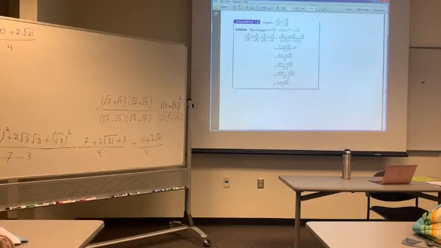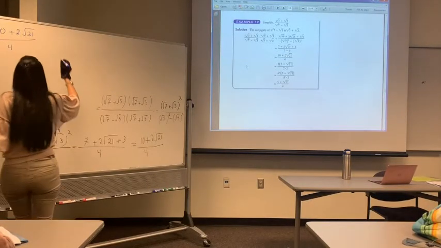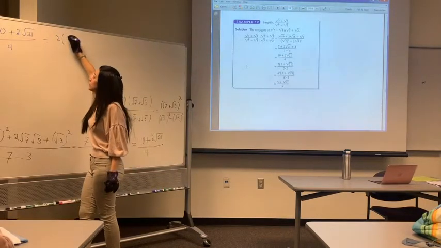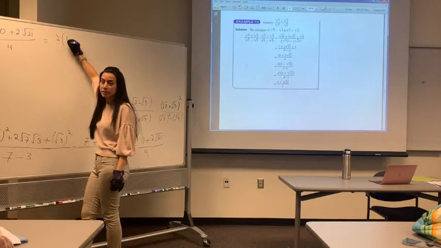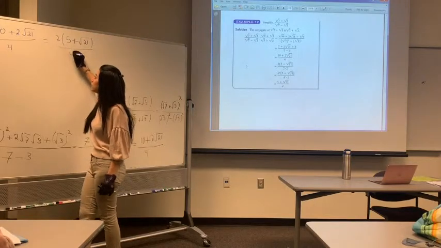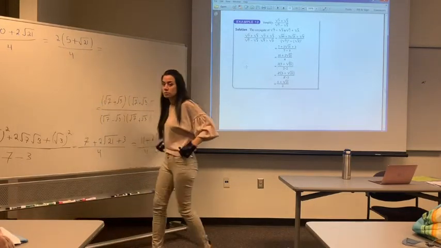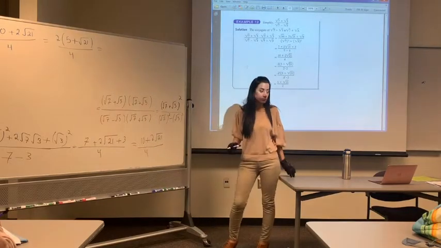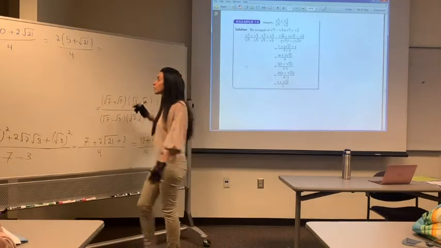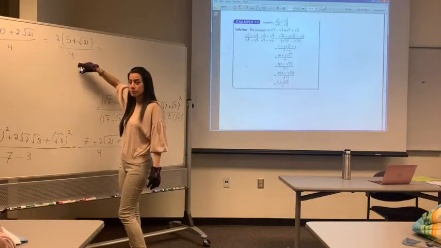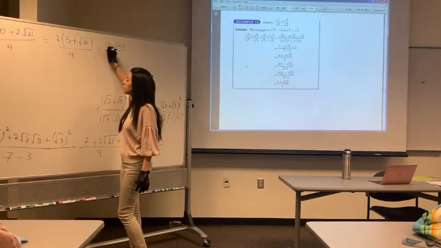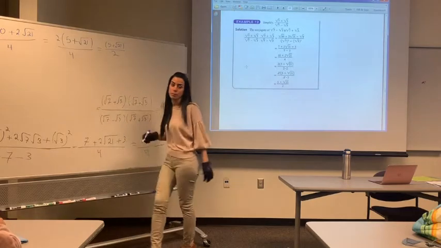2, right? So let's factor out 2 here. So we will have 5, am I right? Plus radical 21 divided by 4. Two and 4 will cancel, okay? So 5 plus radical 21 divided by 2.